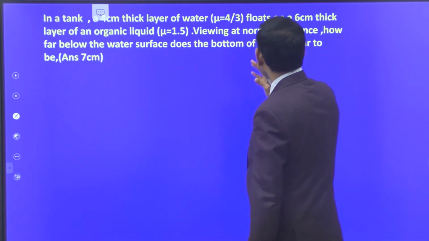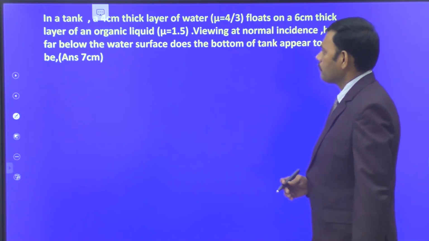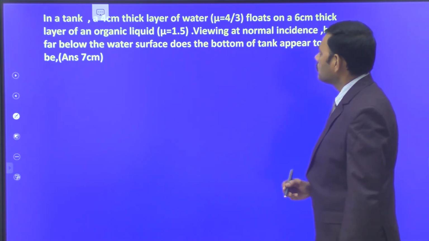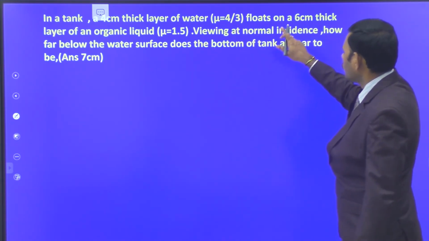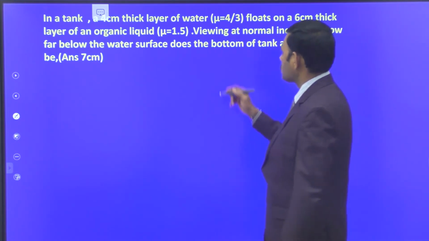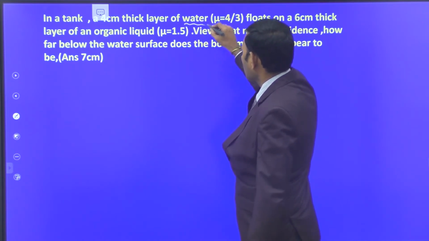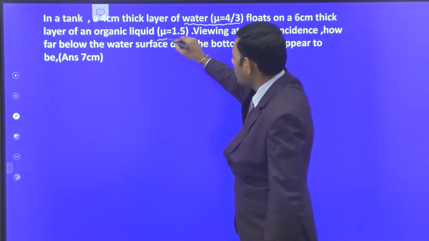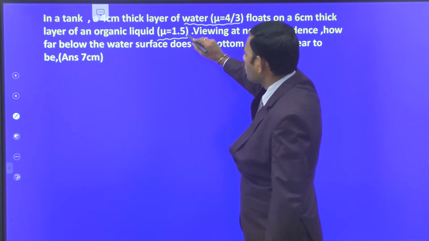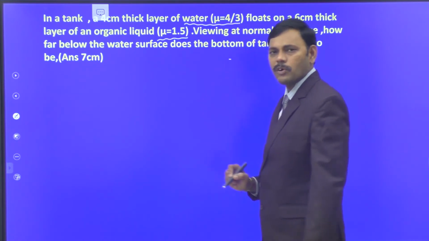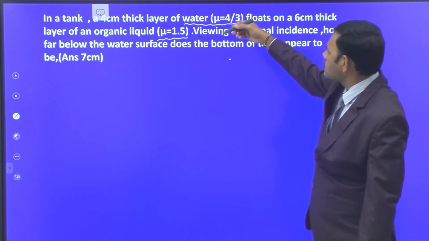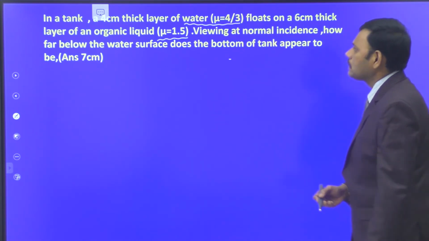And this problem belongs to the shift. Here in a tank, a 4 centimeter thick layer of water, which has refractive index 4/3, floats on a 6 centimeter thick layer of organic liquid. We have two liquids. This is the water having less refractive index compared to the organic liquid. We have one more organic liquid here. Its refractive index is 1.5, whereas water refractive index is 4/3, that is 1.33. Because of the lower refractive index and lower density, it floats on the 6 centimeter thick layer.